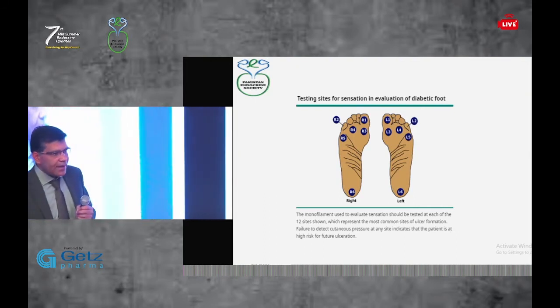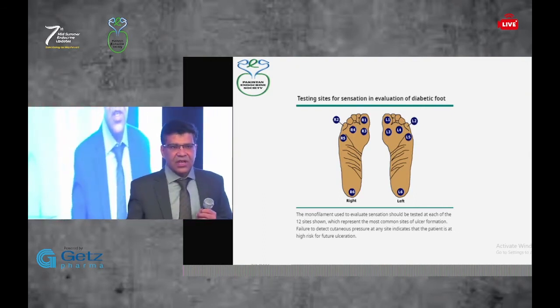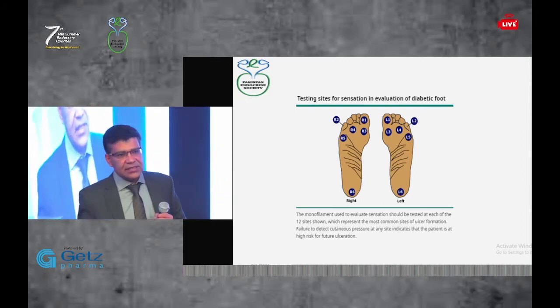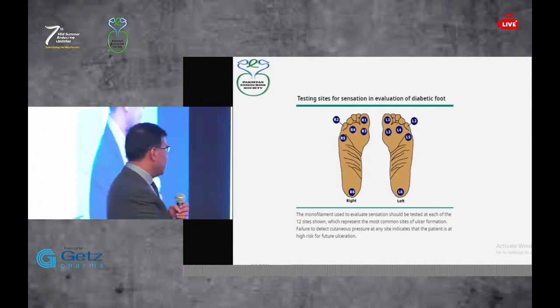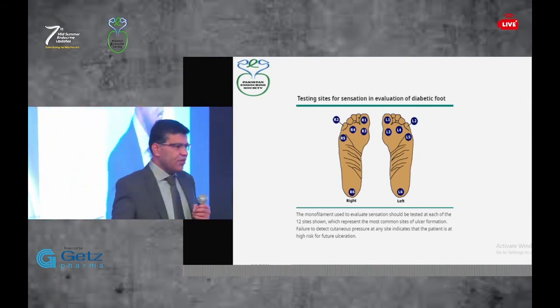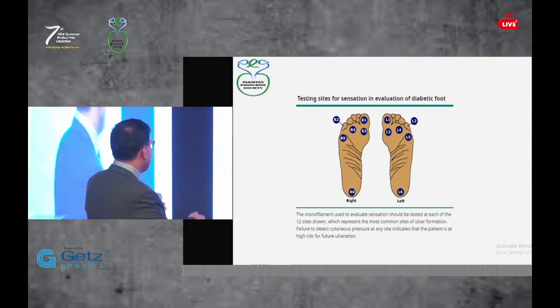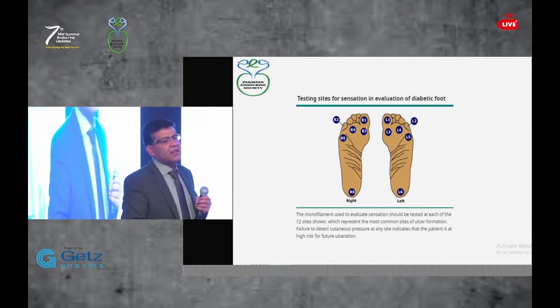The monofilament testing can be done in many ways. Some use 10 points on each leg, some use 6 points, and in this diagram, there are 12 points, including both. You can check in these areas the sense of touch with the monofilament.